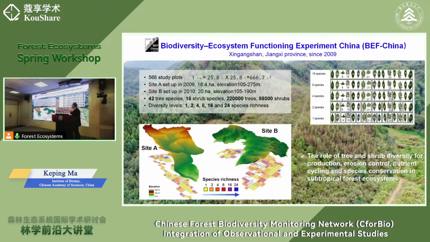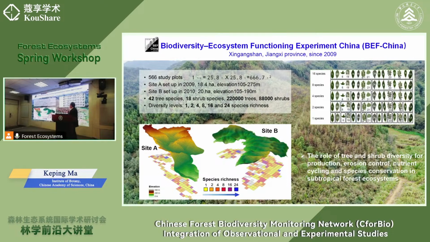And for the manipulation experiment plot, we have set up 566 study plots. Each plot with the size 666 square meters. Why such kind of number? That's because of the traditional Chinese unit, we call it mu. 1 mu equals 666 square meters. And site A is 18.4 hectares. The elevation is 105 to 275 meters.